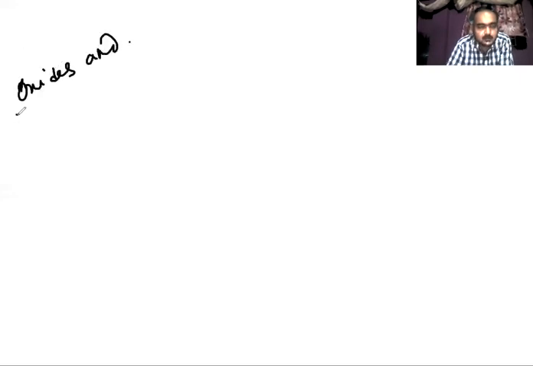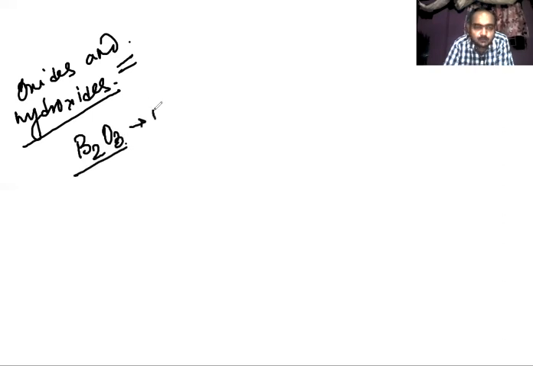The next point, oxides and hydroxides. Actually, this is most important. Now you can see here, boron forms B2O3, boron anhydride.